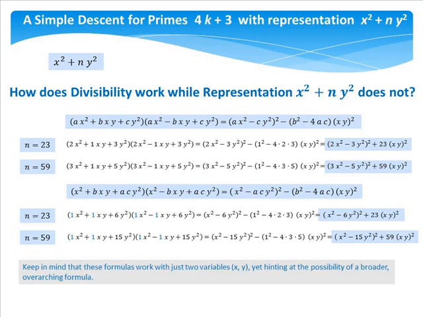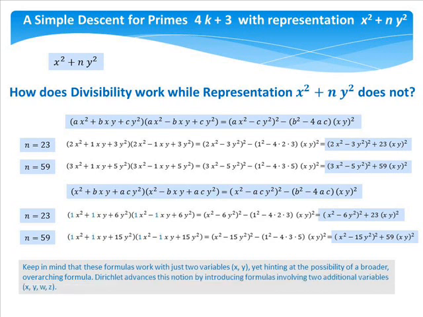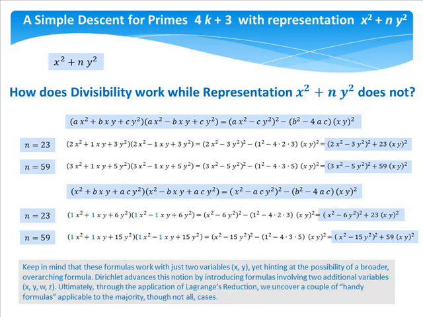Keep in mind that these formulas work with just two variables, x and y, yet hinting at the possibility of a broader overarching formula. Dirichlet advances this notion by introducing formulas involving two additional variables, w and z. Ultimately, through the application of Lagrange reduction, we uncover a couple of handy formulas applicable to the majority, though not all, cases.